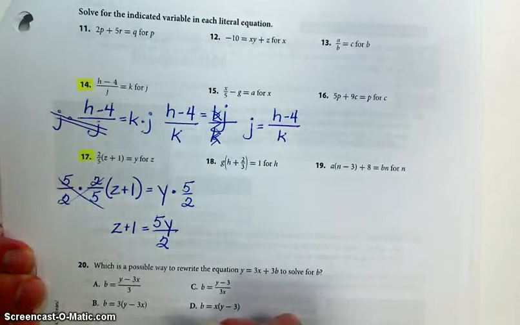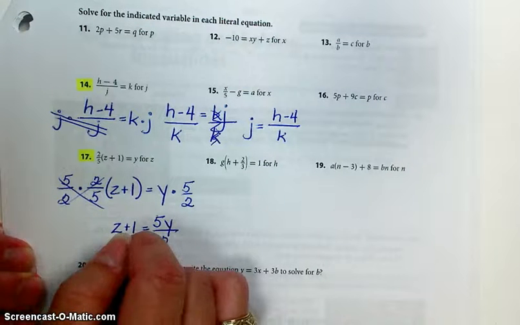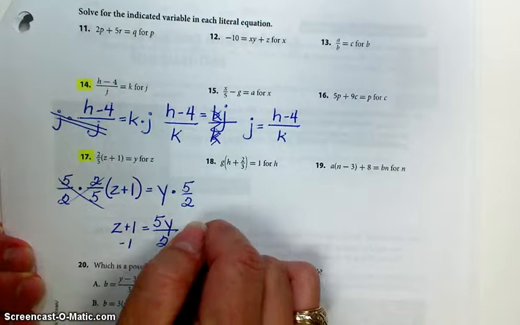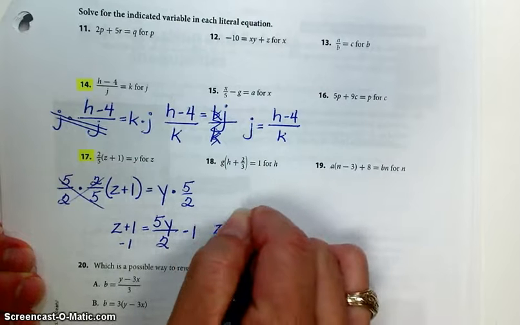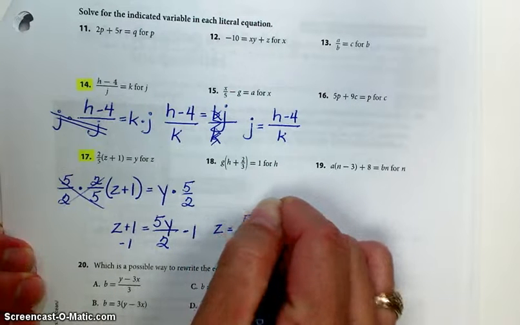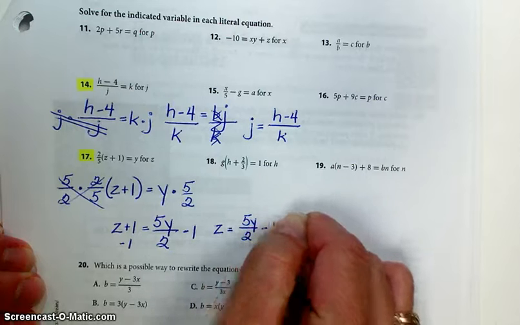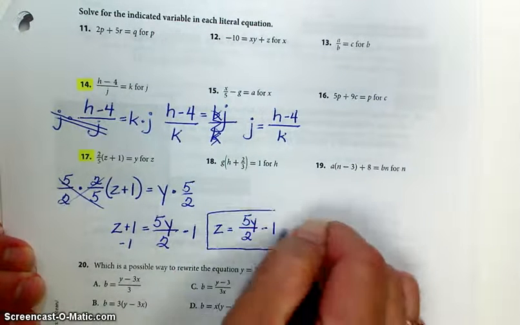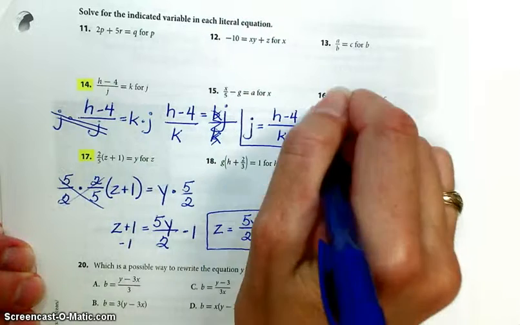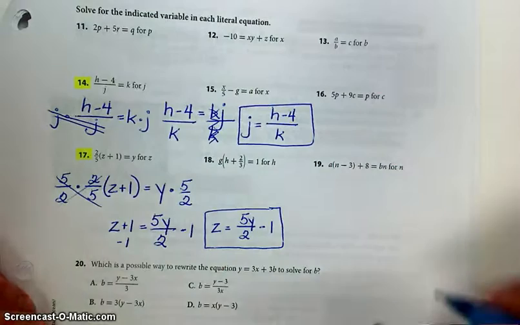All right, and then I need to get z by itself. Right now it says z plus 1, so I'm going to subtract 1, and I'm going to subtract 1 from over here. Clean it up a little bit, and you get z equals 5y over 2, all of that, minus 1. Okay, there's another one that I want to do, and that's number 19. It's right here.